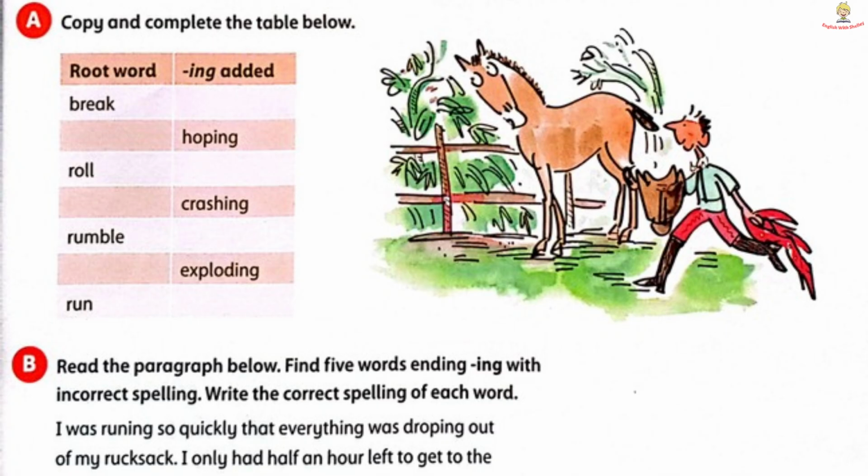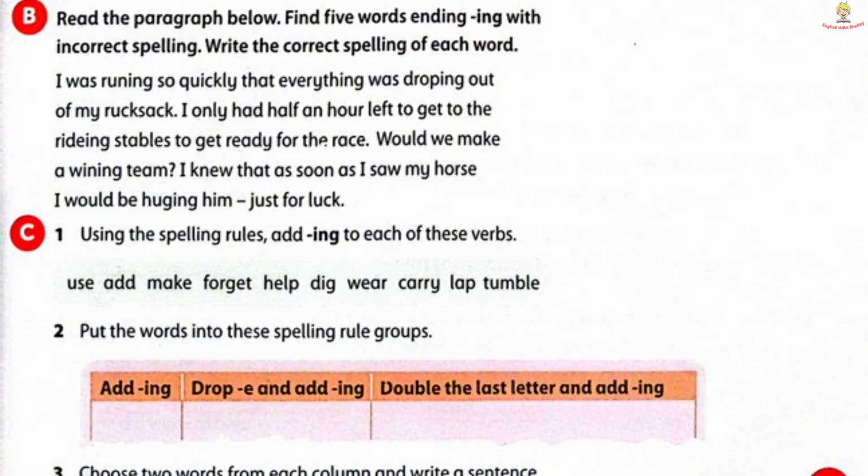Part B, read the paragraph below. Find 5 words ending in ing with incorrect spelling. Write the correct spelling of each word. So here are the words that end with ing, but those words are misspelled, so we have to write the correct spelling of those words. So let's start. I was running so quickly that everything was dropping out of my rucksack. So here the words running and dropping are the words with ing, and these words are misspelled, and the right spellings are these.